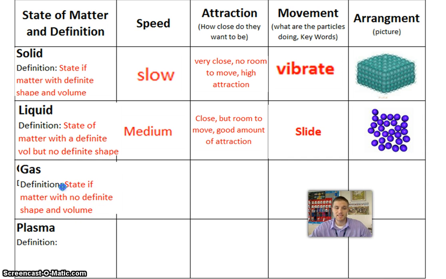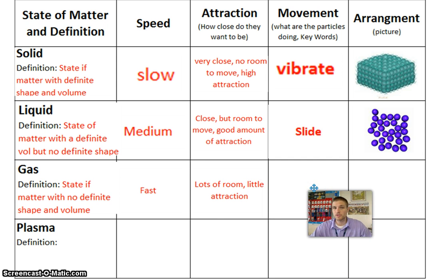Now a gas is a state of matter that has no definite shape and no definite volume. So if I had a perfume bottle and I spray it out, it's going to fill up the entire room. It's going to change shape, it's going to change volume, so it's going to spread out. These particles move really fast. So they go wherever they want and they go very fast. They have lots of room and they have little attraction.